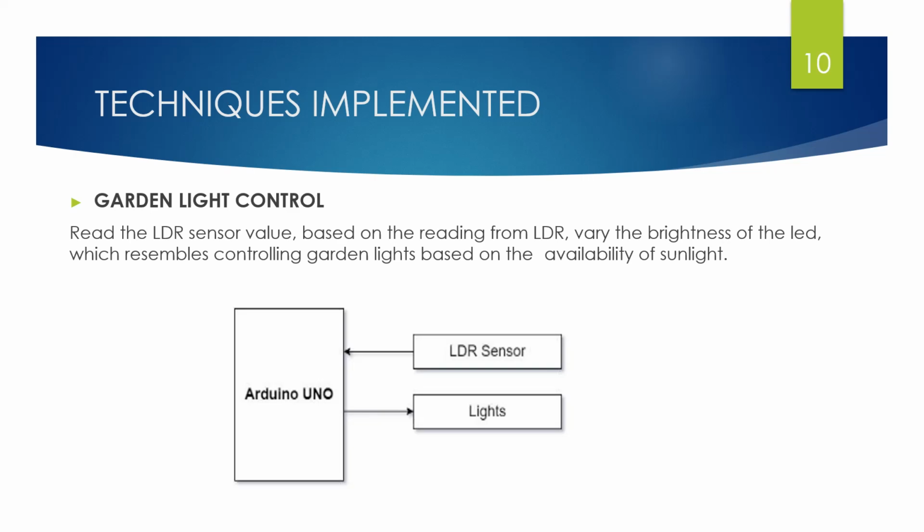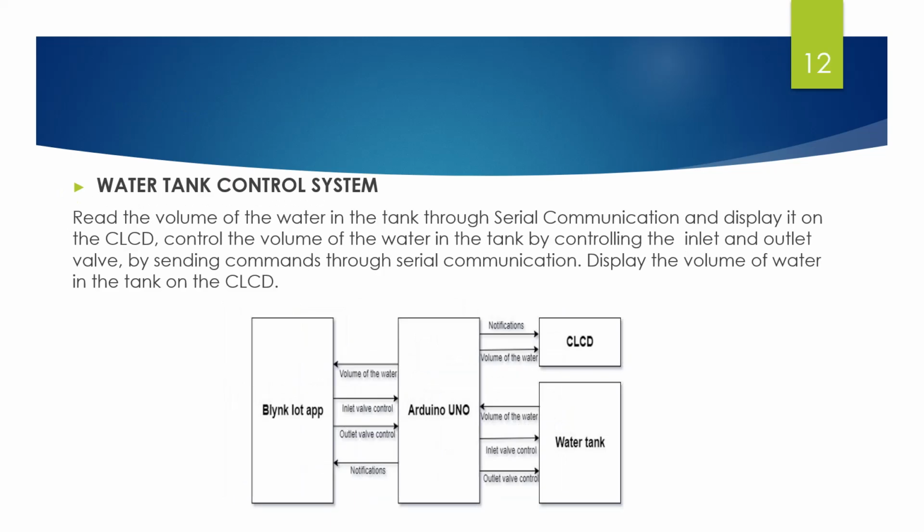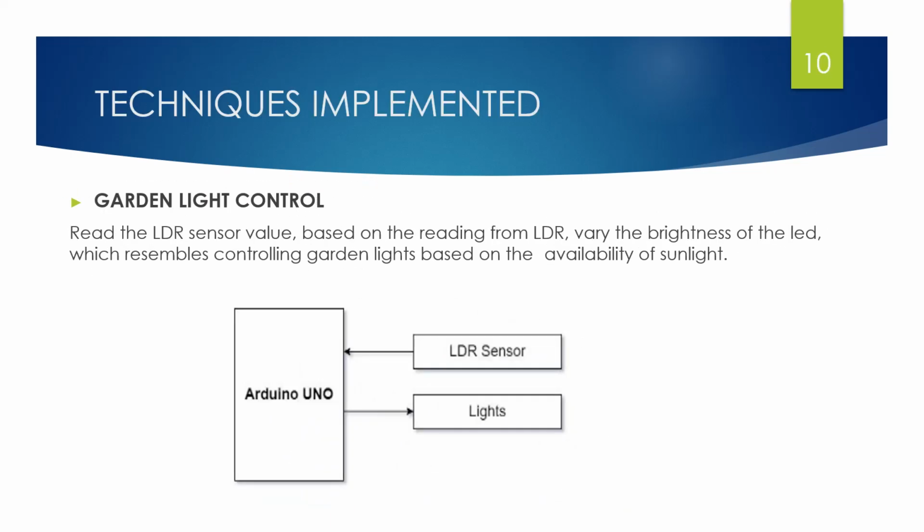Now we have implemented garden light control, temperature control and water tank control. Here we have read the LDR sensor value. Based on the reading from the LDR, we vary the brightness of the LED, which resembles controlling garden lights based on the availability of sunlight. Here we have Arduino UNO, an LDR sensor and lights. Based on the LDR sensor, the Arduino will lower the lights or increase the brightness of the light.